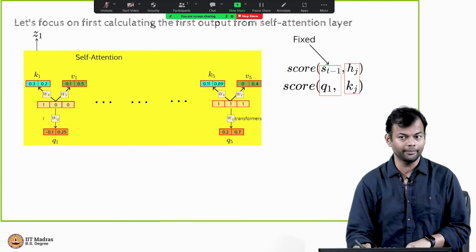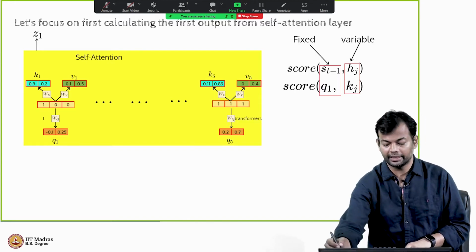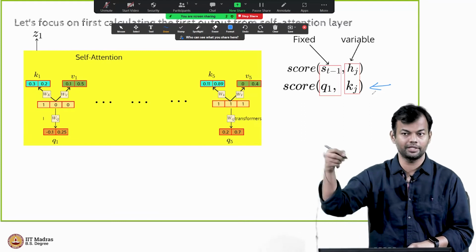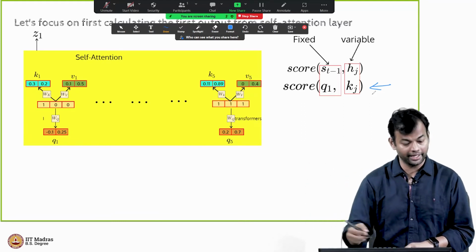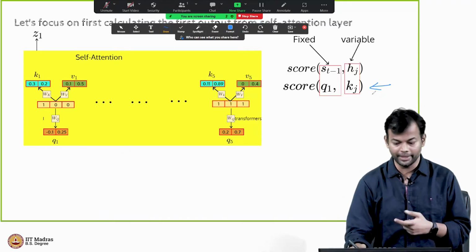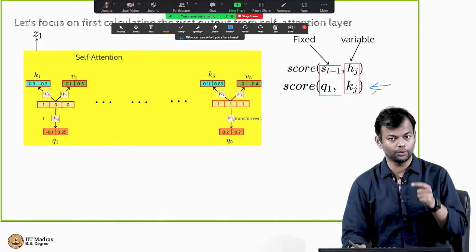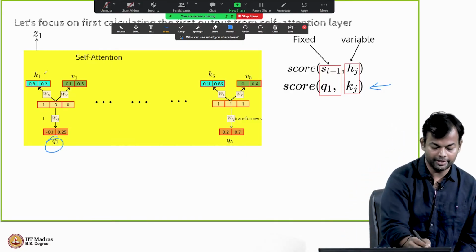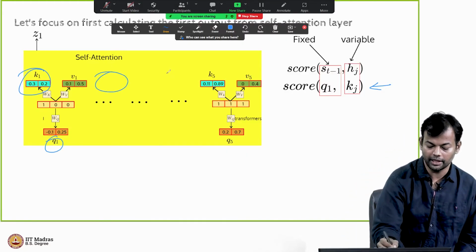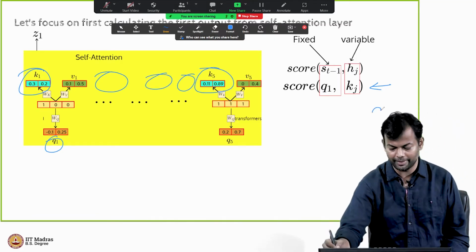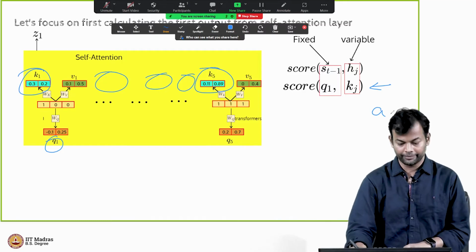I'm going to have q1 and I'm going to compute capital T such values, right? So each telling me the importance of the first word, second word, third word, fourth word, fifth word. Notice that I'm also computing the importance of the word itself. That also I'm doing. So q1 with respect to k1, k2, k3, k4, k5. So these 5 scores I'm going to compute, and maybe I'll call them A's.